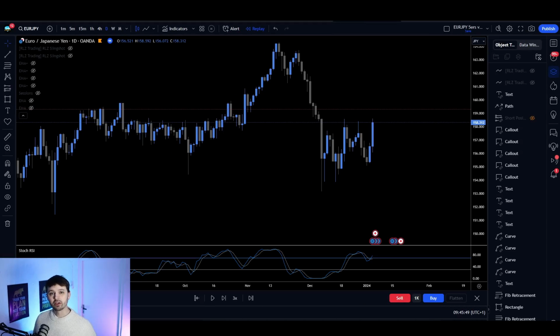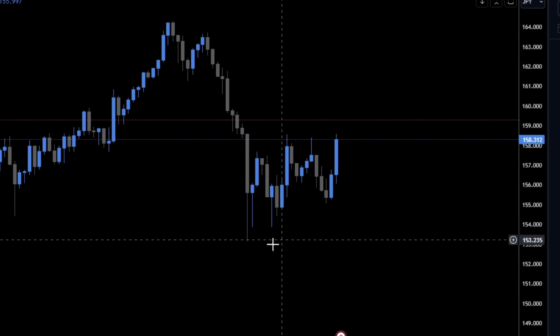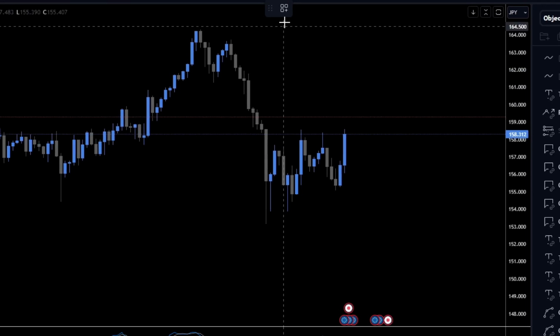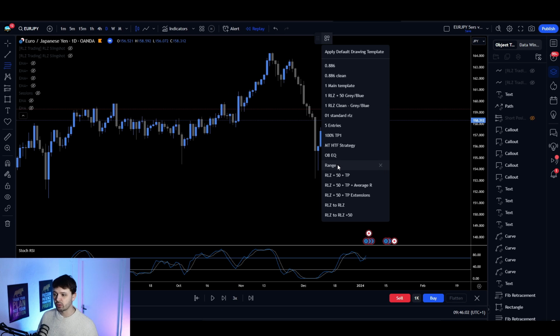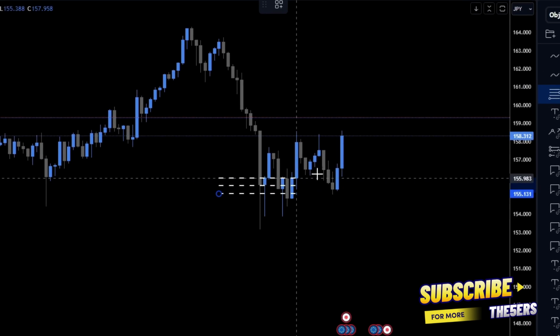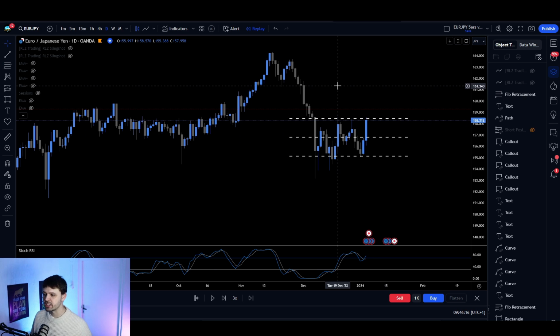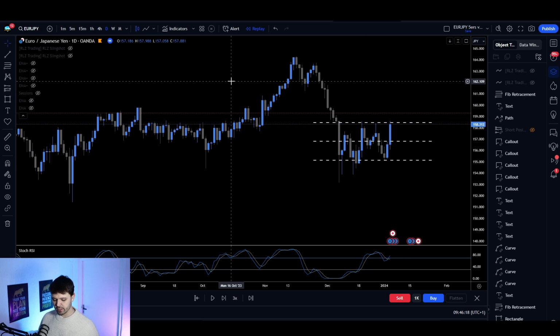So we're going to start by looking at the daily time frame here, and what we see on Euro JPY is, in my opinion, quite the obvious range with equal lows and equal highs. So I'm going to select the fib tool here, and the range template of the fib tool. This gives me the 1, the 0, and the 0.5 fibs. I'm going to place it at the lows and then drag it up to the highs to make it clear what I'm watching. We're watching this range here.